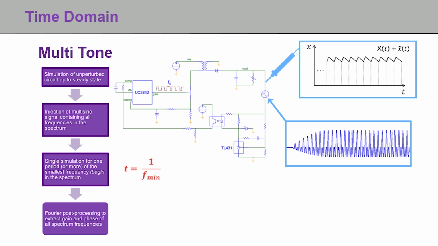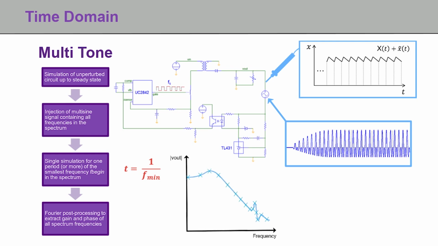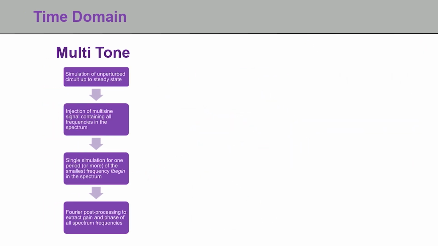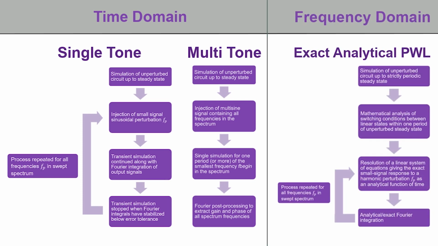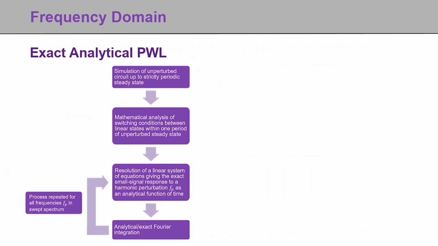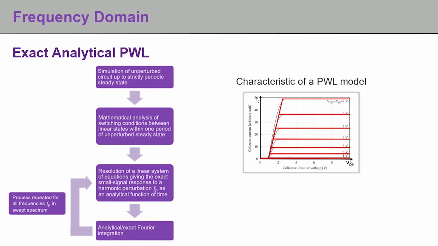Note that more than one period can be simulated to average out the results and filter out numerical noise coming from the transient analysis itself. After that, a Fourier integration of output signals of interest is carried out to extract the gain and phase of all spectrum frequencies. Beyond the time domain methods, an analytical method exists that turns out to be fast across the entire spectrum, but that is only applicable to piecewise linear circuits.